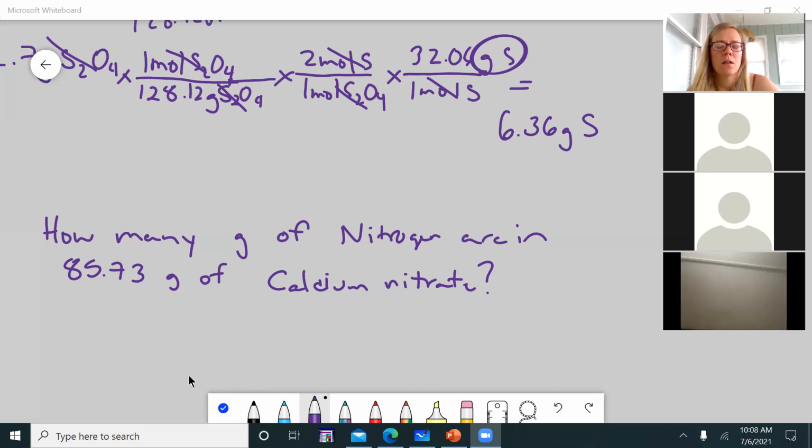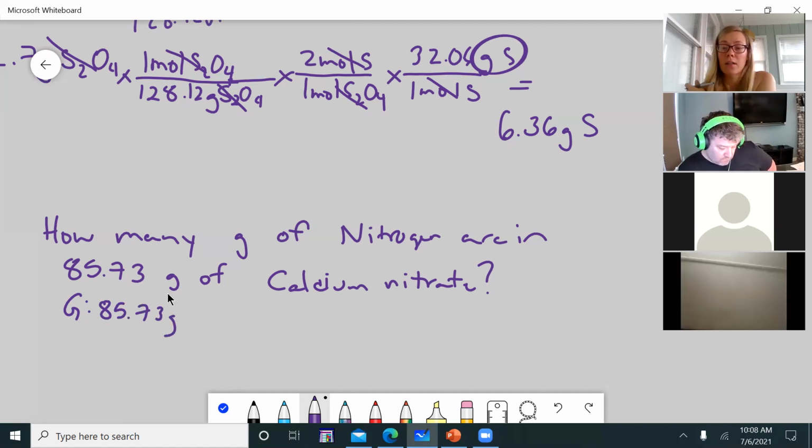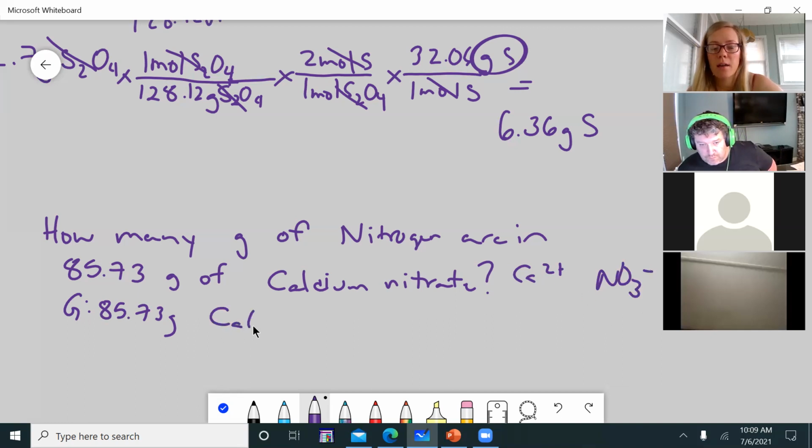All right, so how many grams of nitrogen are in 85.73 grams of calcium nitrate? So given information is that we have 85.73 grams of this thing called calcium nitrate. Well, what is calcium nitrate? Calcium, Ca with a 2+, it's a metal, nitrate, NO3 with a -1 charge, it's a polyatomic ion, flip-flop. So we're going to have Ca(NO3)2. If you can't get that right, it throws off your ratio, and then it throws off the whole calculation.